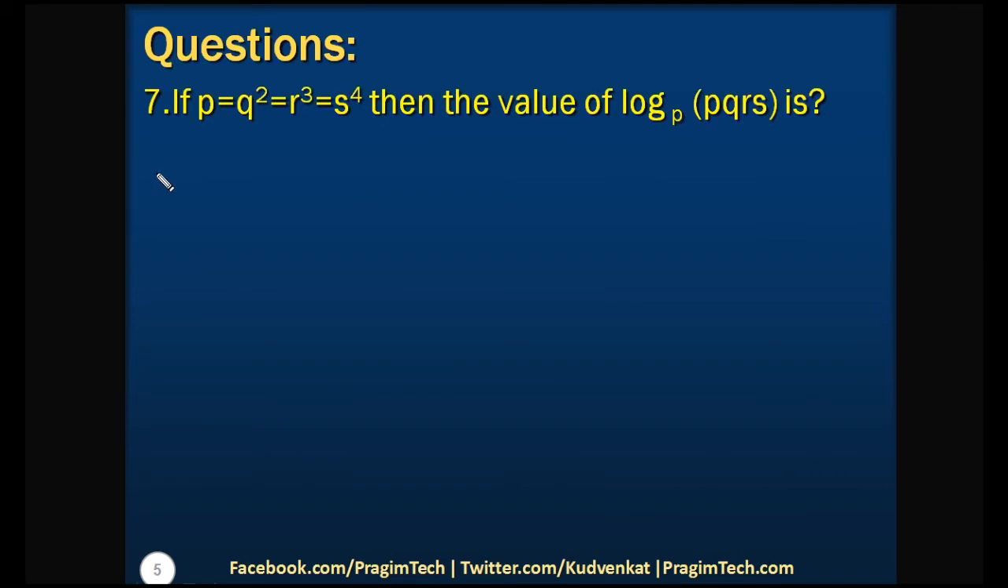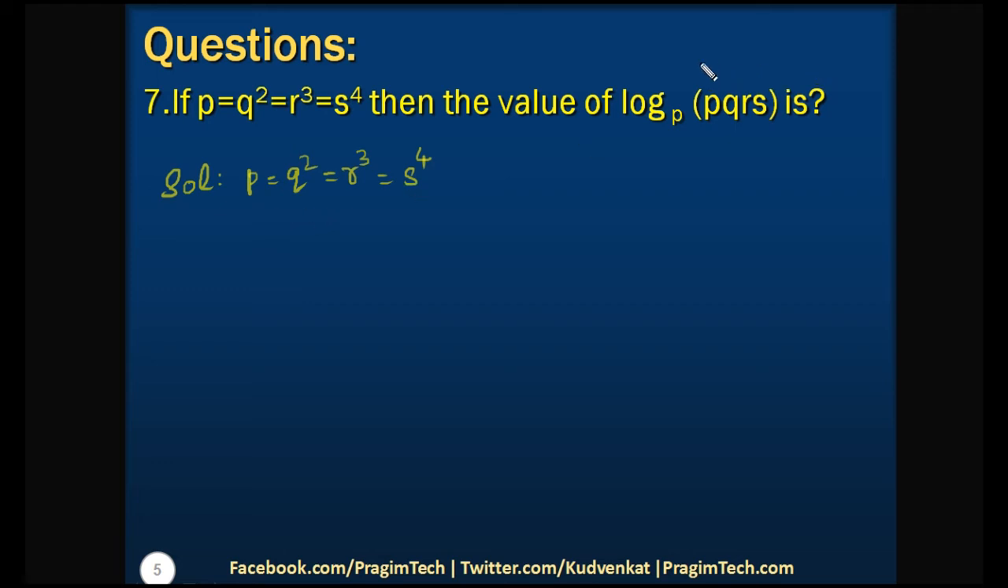Let's look into the seventh one. p is equal to q square, this is equal to r cube, that is equal to s to the power of 4. So we have to find out logarithm of pqrs to the base p. If you observe here, the base is p. So let us try to represent qrs in terms of the base so that the base and the number will be same. So let's do that.